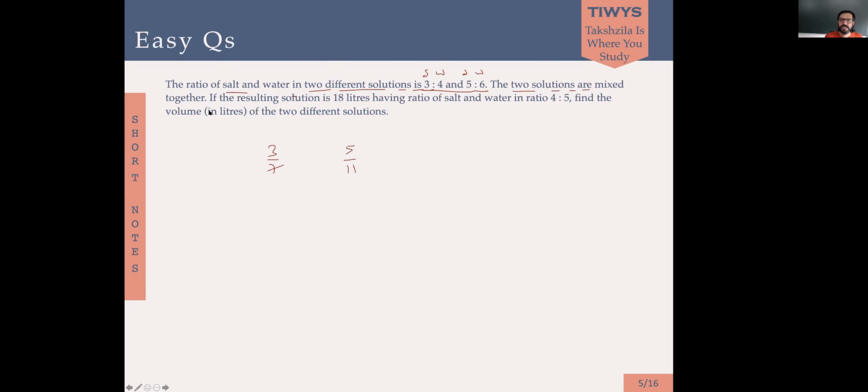Now, the two solutions are mixed together. The resulting solution, so this word resulting should say, I'm going to the last one, is 18 liters having salt and water. So again, 4/9. It turned into an alligation. I wrote this off. And remember, yesterday we did this. When alligation is with fractions, I do think it's easier to just multiply with the LCM rather than work with fractions, which you can. It's the same logic.